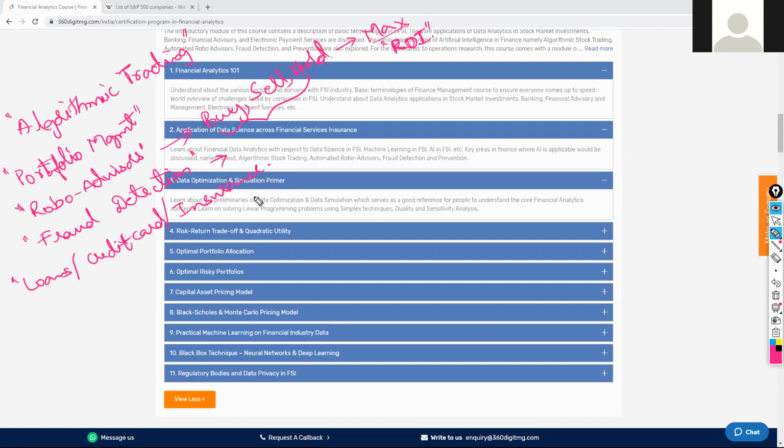Who is going to claim insurance? Who is not going to claim insurance? That's called insurance analytics. These things you are going to learn. Then you'll understand about what happened. Then you have automation and chatbots.